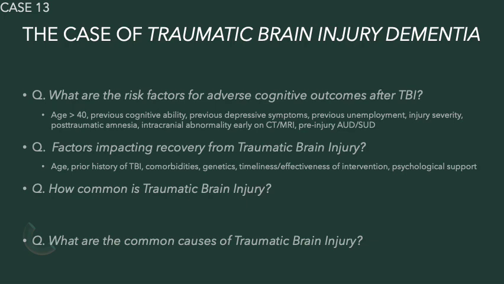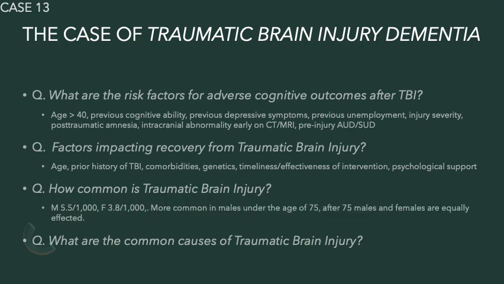How common is TBI? For males, it is 5.5 in every 1,000. For females, 3.8 in every 1,000. It's more common in males under the age of 75, and after 75, males and females are equally afflicted. What are the common causes of TBI? They are falls, collisions, MVCs, assault, and concussion.